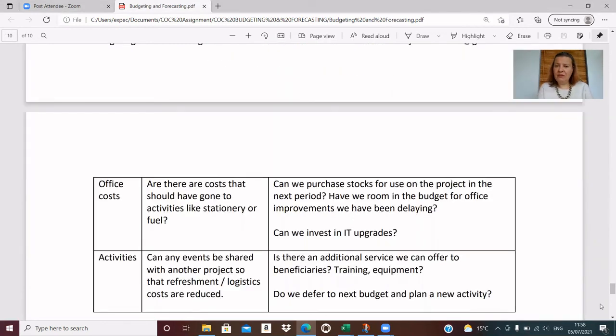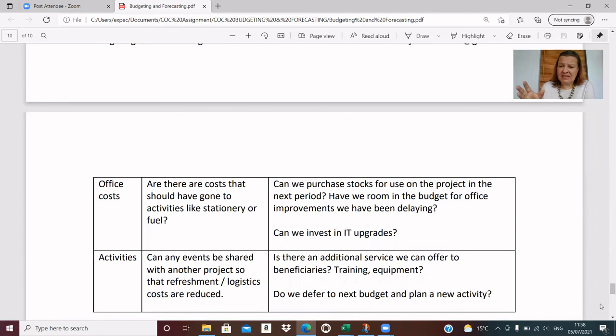If we're over budget on office costs, well, let's just have a quick review again to check that there's no costs there that are quite flexible, that we can move to other categories, like stationery, for example. Is it really an office cost, or is there an activity that we should have allocated it to? Is there fuel that was perhaps put in office costs, assuming it was for a generator, when really it was vehicle fuel and could be moved to vehicles or activities, etc.